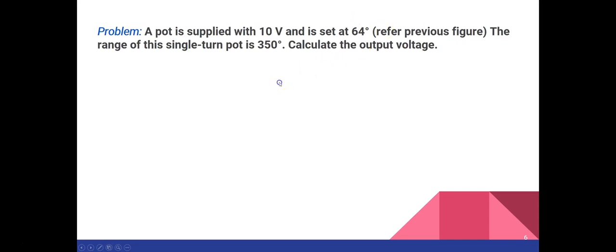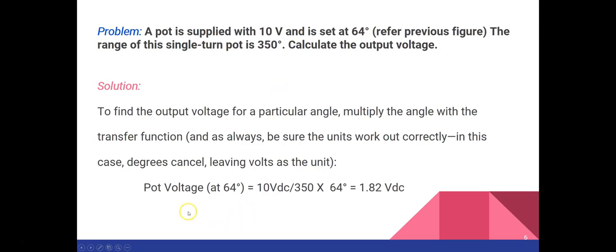So let's see. The pot voltage at 64 degrees can be calculated by this formula: 10 volts DC divided by 350 degree angle, multiplied by 64 degrees. Here we have taken the ratio 64 degrees by 350 degrees, and if you use this formula, then you will get 1.82 VDC. So this is how we calculate the pot voltage when a wiper is set at a particular angle.